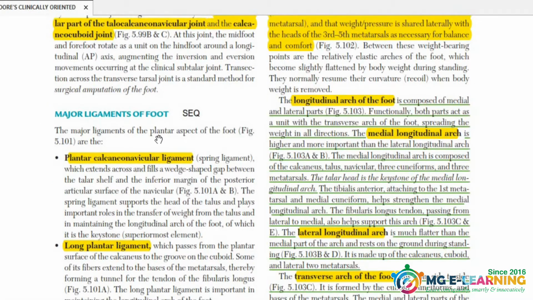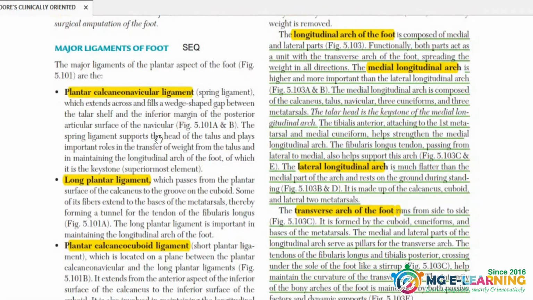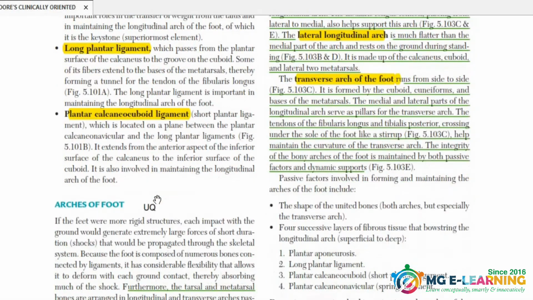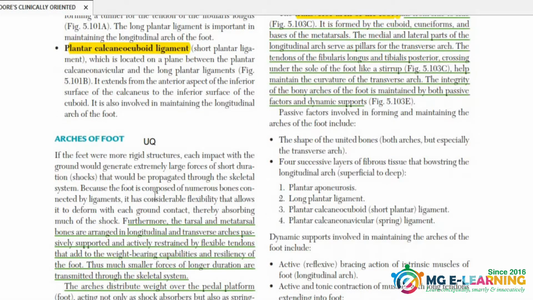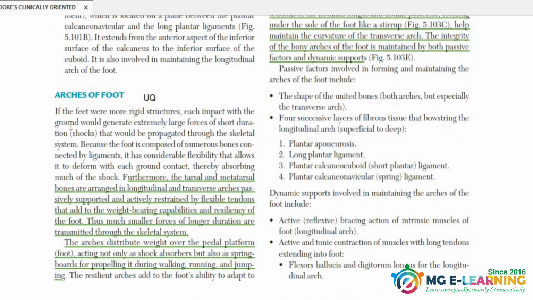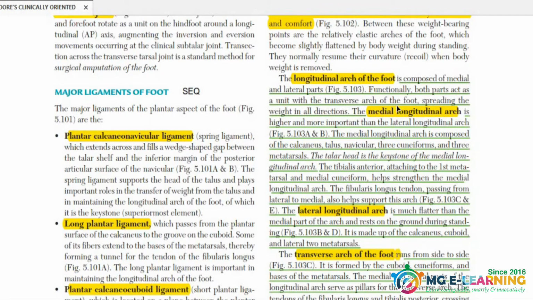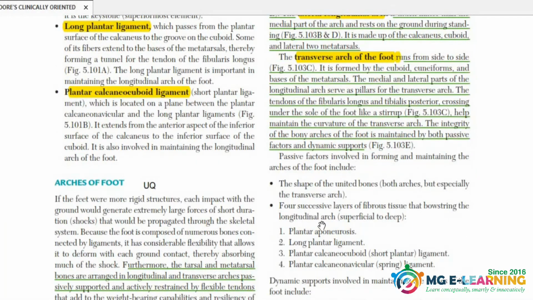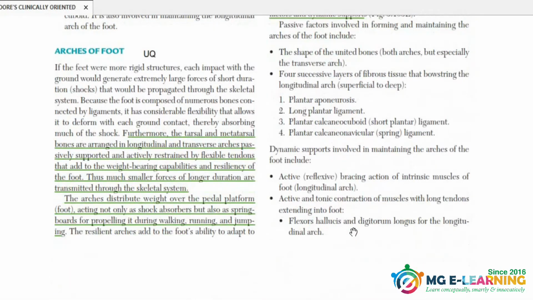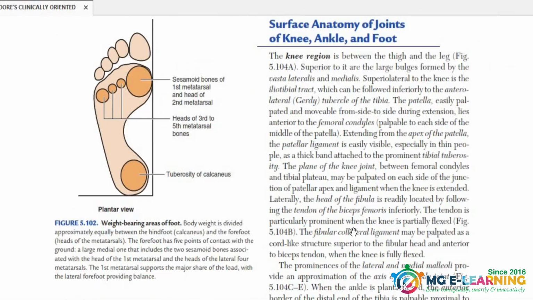Then here come the major ligaments of the foot. It is very important from the CQ point of view. All these ligaments you have to know for the CQ point of view. Then arches of the foot. It is very important from the UQ point of view. You have to know the function of the arches, their importance, and the difference between the medial and lateral longitudinal arch and the transverse arch, and the factors involved, this one.